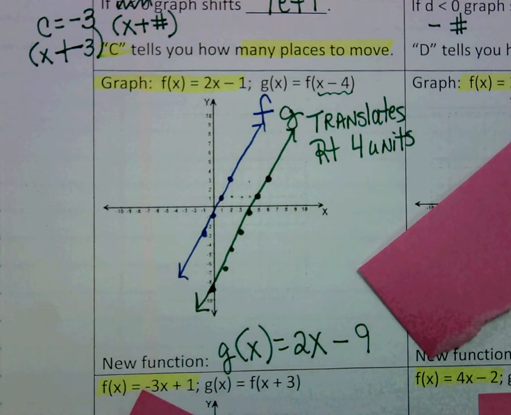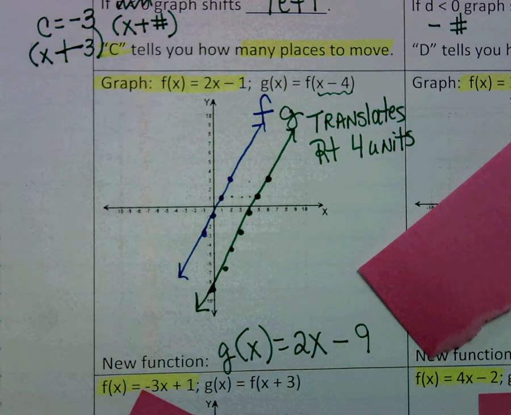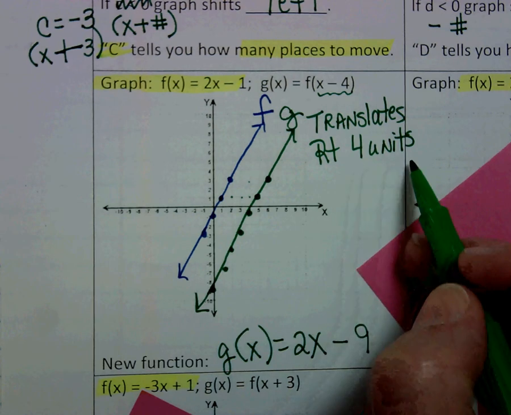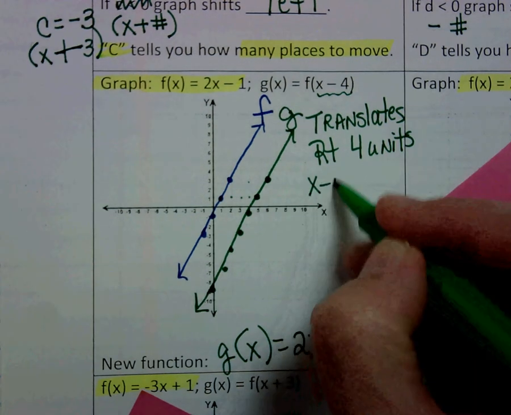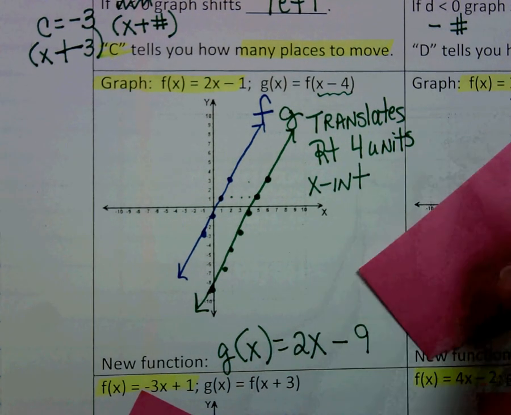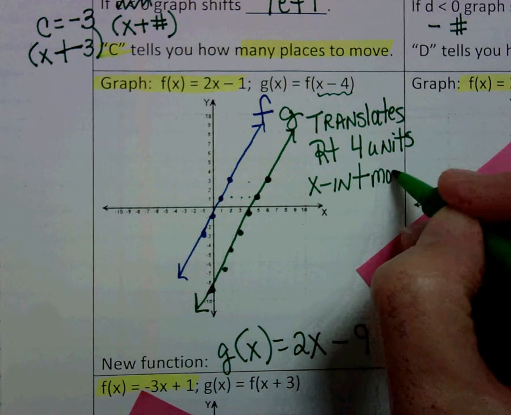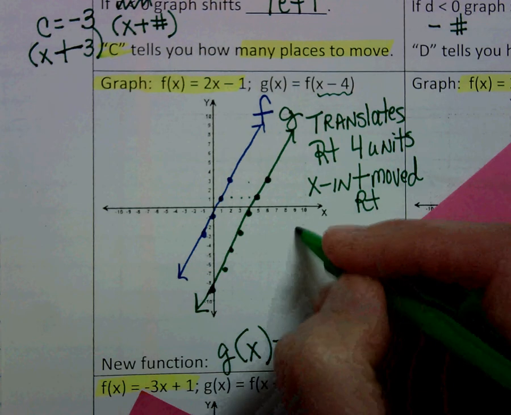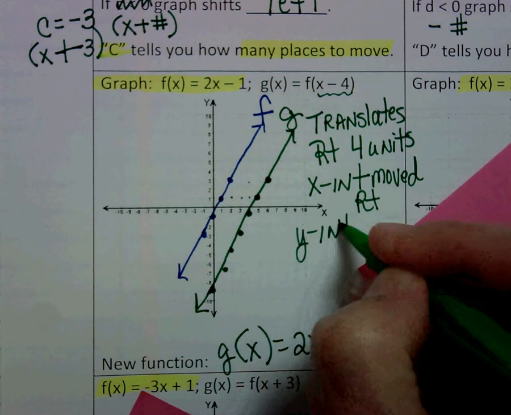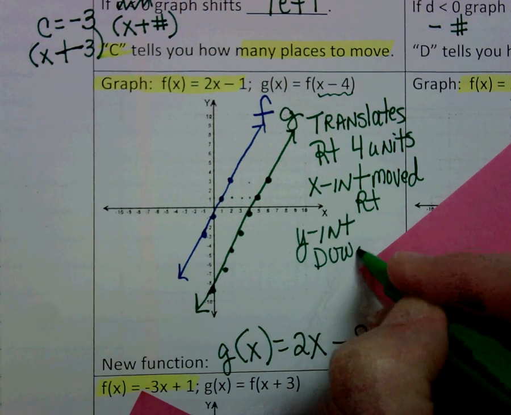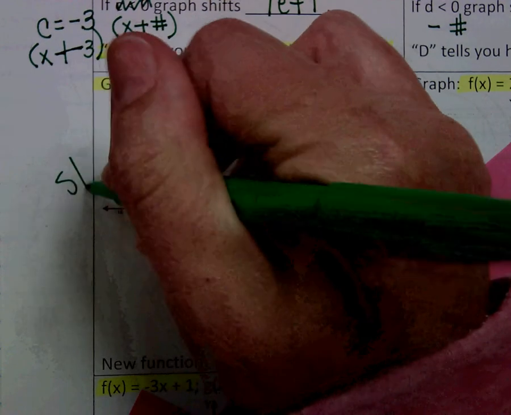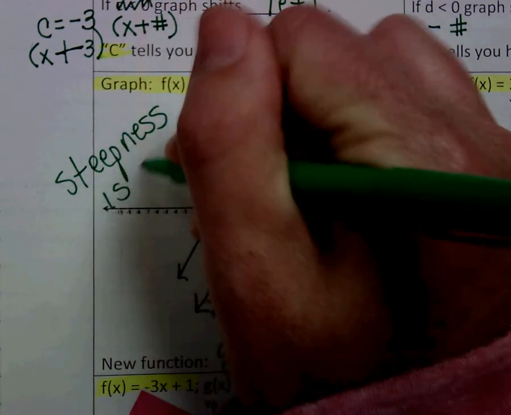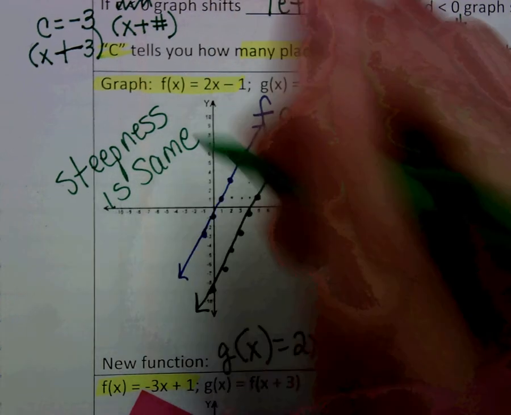So a couple of other things that I want us to notice here is that not only did it translate right 4 units, our x-intercept moved right, and we could also say that our y-intercept moved down. Notice the steepness of the line is the same because we did not change our slope.